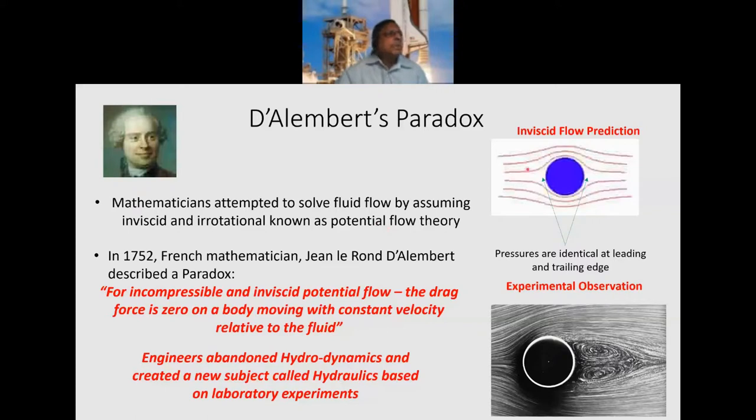If you have potential flow solutions, that's what the streamlines look like, which means that the pressures at the leading edge and the trailing edge are the same. That simply means that there is no drag, and that is known as D'Alembert's paradox. D'Alembert was a mathematician, but he still realized that this mathematical solution is unrealistic. For incompressible and inviscid potential flow, the drag force is zero on a body moving with constant velocity relative to the fluid. That means you can put a cylinder there, and the flow will go around the cylinder, and you don't have to hold the cylinder, it will just be floating. That is completely unrealistic.